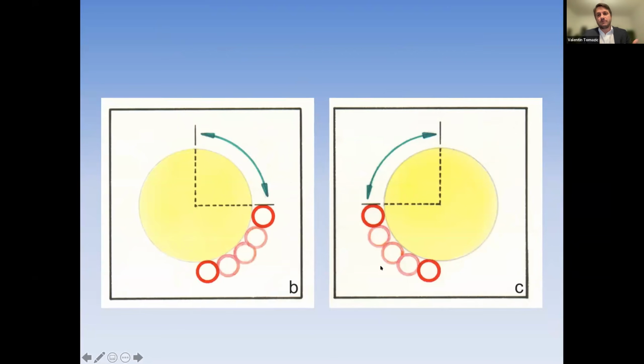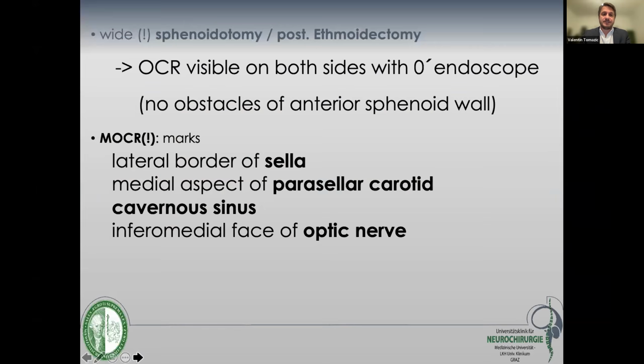So if you want to decompress the optic nerve and need to incise its sheaths, it's always recommendable to go superior to the equator, not to harm the ophthalmic artery, because this really can cause major bleeding, especially if the skull base is open, and also cause severe damage to the intraorbital structures and to the optic nerve, and even cause blindness of the patient.